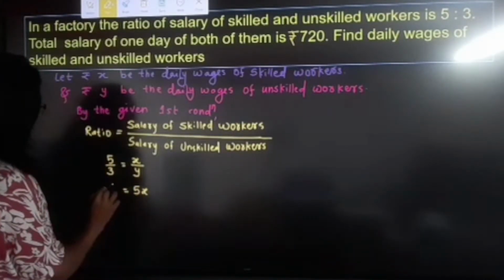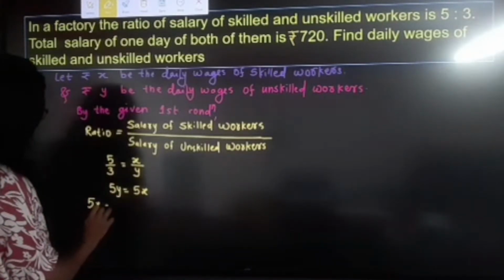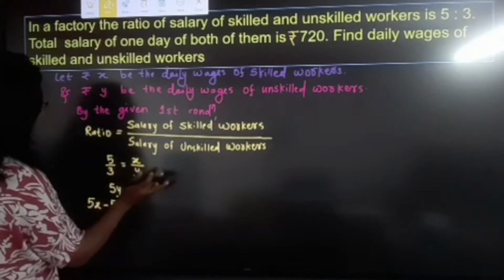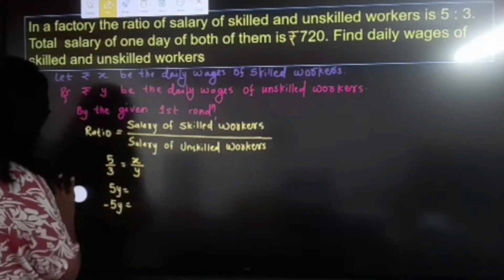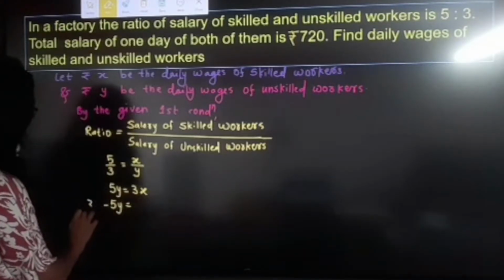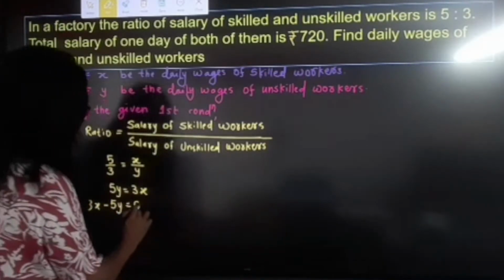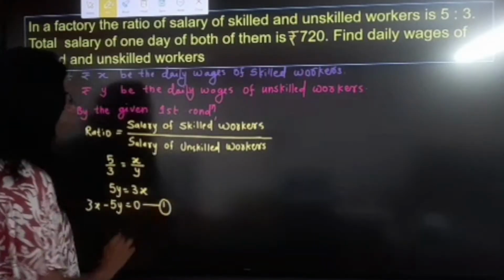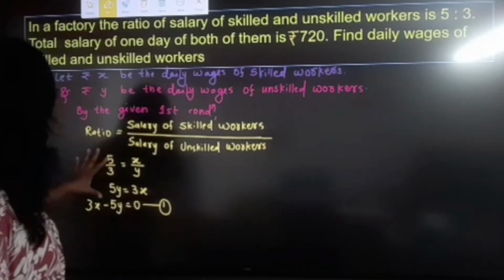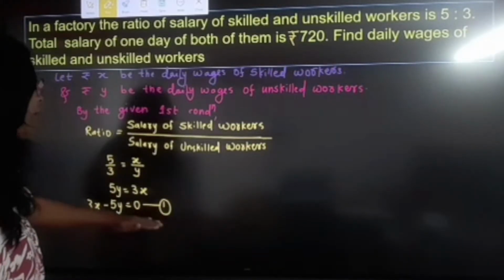So here, students, 5y is equal to 5x. Okay, 5y is equal to 5x. Sorry students, here 3x, not 5. So 5y is equal to 3x. So 3x minus 5y is equal to 0. And I call it the first equation. Okay students, did you get how this first equation came?